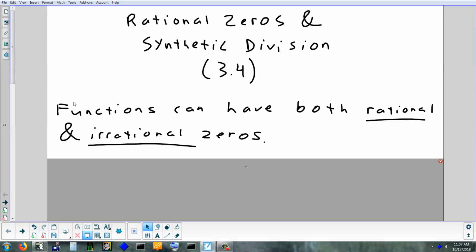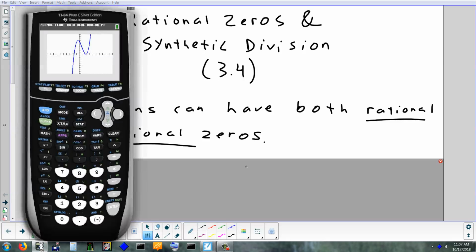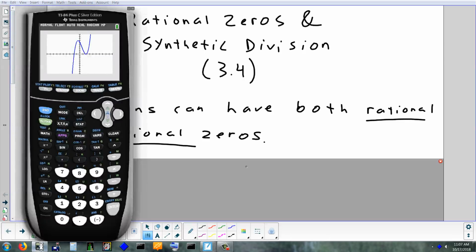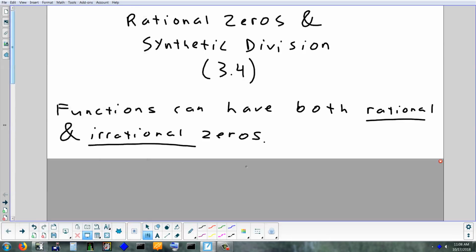So keep that in mind when you read the directions. All right, so when we graph a function, like the one that we just had on the screen here, functions can have rational and they can have irrational zeros. What that means is they can cross the x-axis at spots that are rational and spots that are irrational. If you remember what that means, rational means it's a number that you can write as a fraction. Like 0.5 you can write as a half. 0.75, 3/4. Numbers that you can write as fractions are rational. Numbers that you can't write as fractions are irrational.